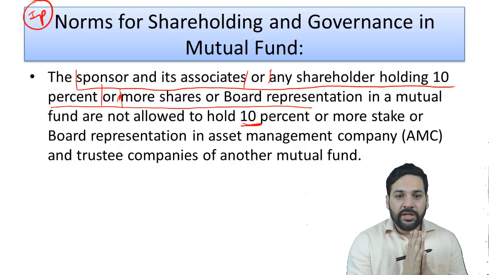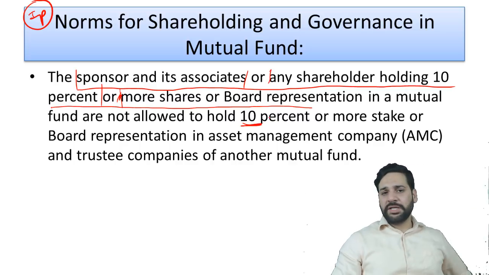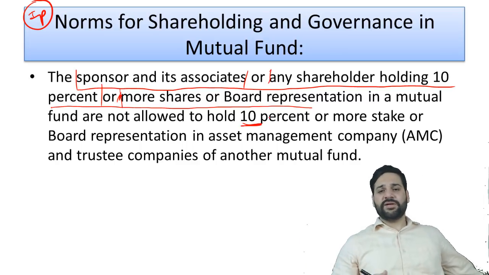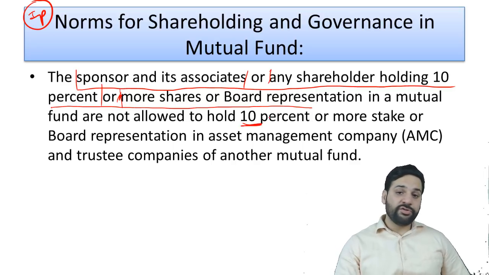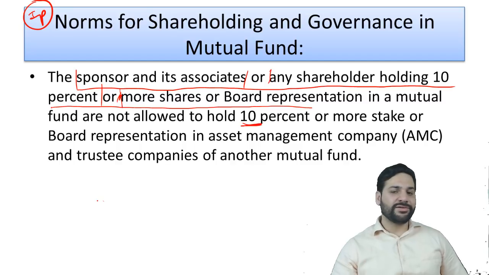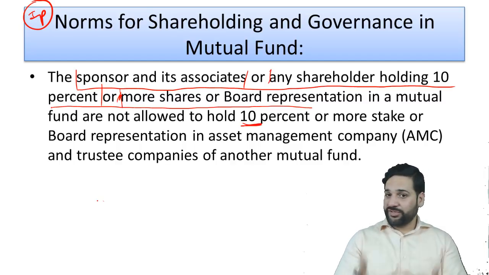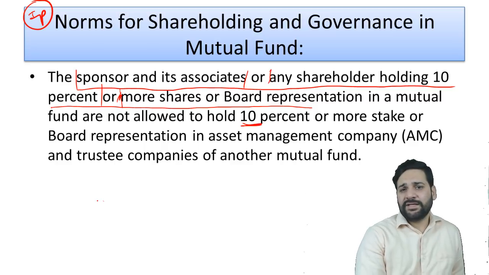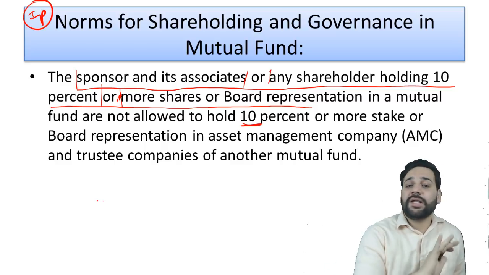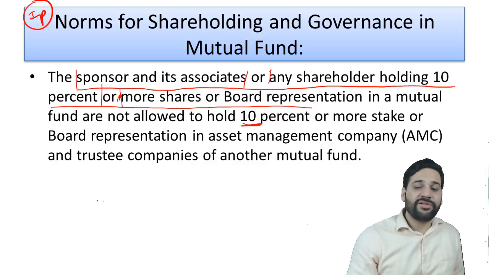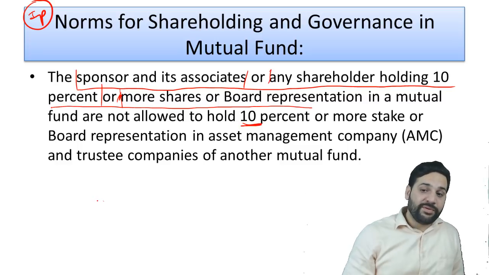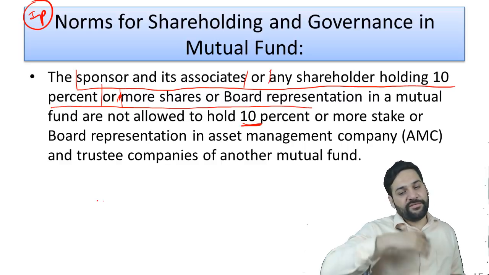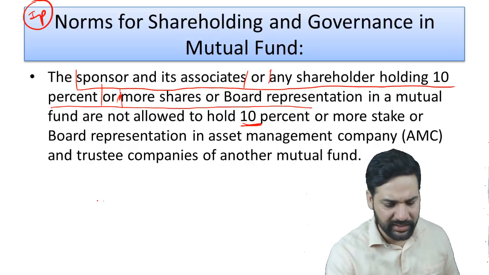Why did they do it? If there is a single investor who invested, let's say 20% in a mutual fund, and the same person has more than 10% in the AMC, what about the rest of the 80% people? They are going to suffer. Because that person who has 20% or 50%, because he invested money, got into the AMC's board, he is going to take decisions for the rest of the investors. So the rest of the investors are going to suffer for that. So it is not allowed. If you are having more than 10% of the shares, if you are a sponsor, an associate of the sponsor, or if you are having a board representation in the mutual fund, you are not allowed to hold more than 10% of the stake in the board representation of the asset management company. I hope you're getting it. That's quite simple and easy.